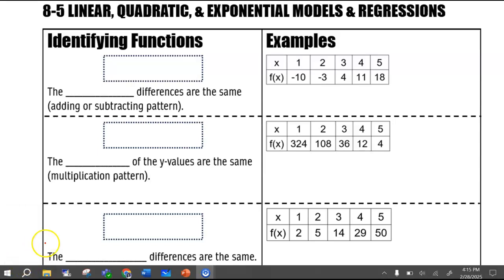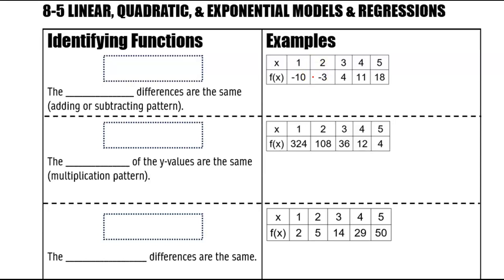Well, here's our first example where we have this table of values. And what you'll notice is if I am trying to go from -10 to 3, I have to add 7. To go from -3 to 4, I have to add 7. 4 to 11, I have to add 7. And 11 to 18, I have to add 7. When all of those values are the same, this is a linear function. This has a constant rate of change. They're going up or potentially down by the same amount every single time.